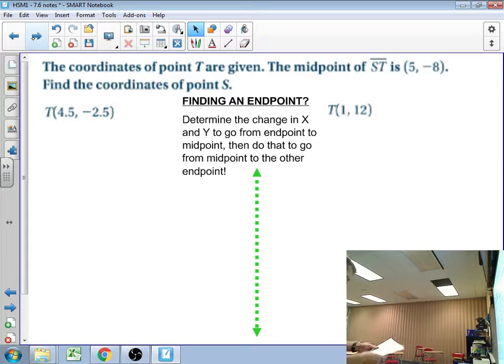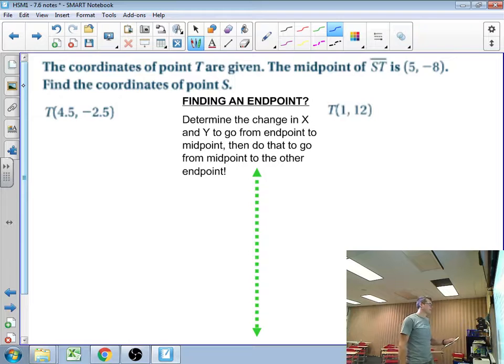Alright, so keeping my problems straight, I'm going to fold my paper so I cannot look at the wrong thing. Everybody makes mistakes, as we've said a few times. So, same process here. I want to determine what's my delta y and what's my delta x so that I can apply that again to go from my midpoint to my new endpoint.